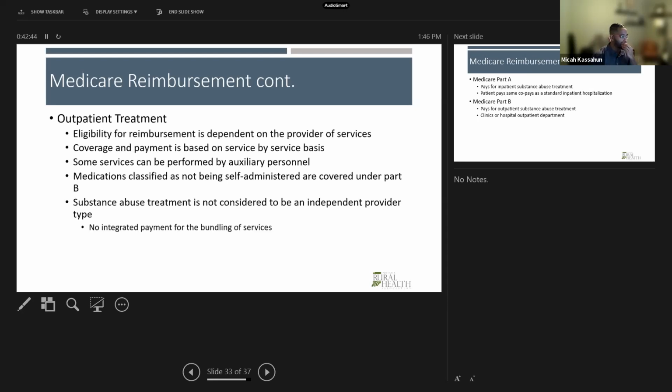Here, outpatient treatment, this is just for eligibility purposes. Here I just have some information regarding how some services can be performed by auxiliary personnel. Coverage and payment is based on a service by service basis. Substance abuse treatment is not considered to be an independent provider type, so there's no integrated payment for the bundling of services. So it's kind of just what is provided, what code is brought to the forefront.